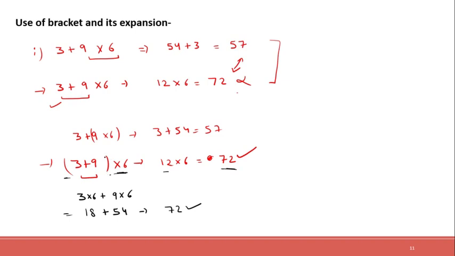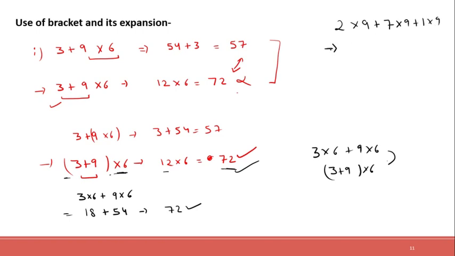This is what bracket is used for. Either I can write it like this: 3 into 6 plus 9 into 6, or I can write it like 3 plus 9 into 6. Both the things are same because we have got the same answer. Got it? Now let me give you one other example. Here 2 into 9 plus 7 into 9 plus 1 into 9. Write it in bracket form.